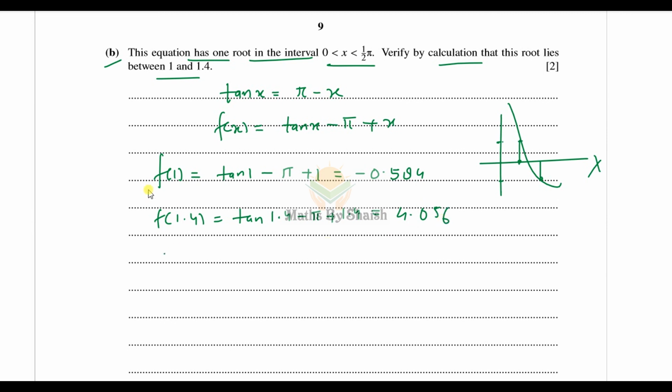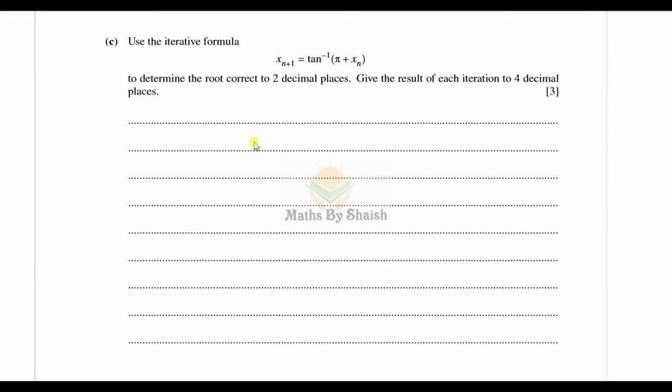Since the function has different signs at 1 and 1.4, the root lies between 1 and 1.4. I hope this explanation is clear to you. Let's do the next part of it. Here is the C part of it.